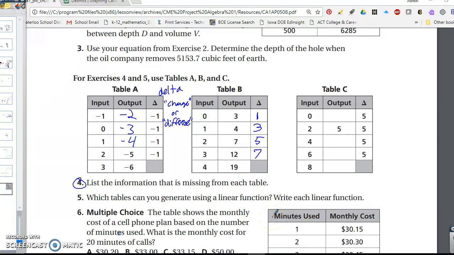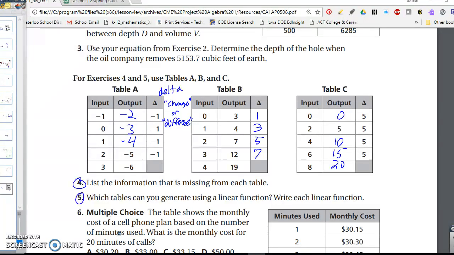Okay? Table C. Change here is 5. They only gave me one output, so if I go from 5 and add 5, I'd end up at 10. 10 plus 5 is 15. 15 plus 5 is 20. And then again, backing up here, go down to 0. Okay? Number 5. Which tables can you generate using a linear function? And then write that function.